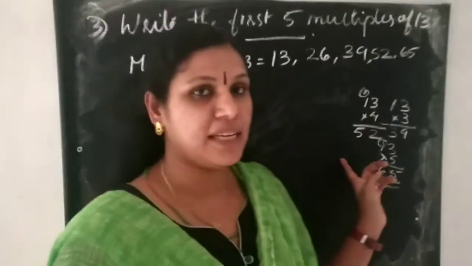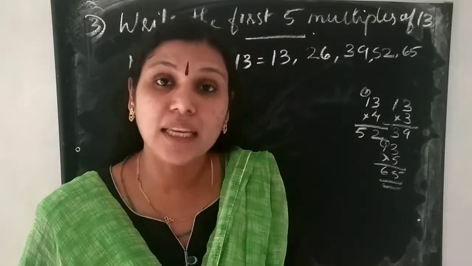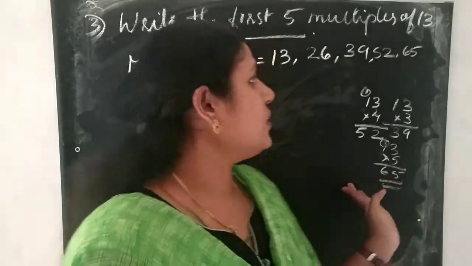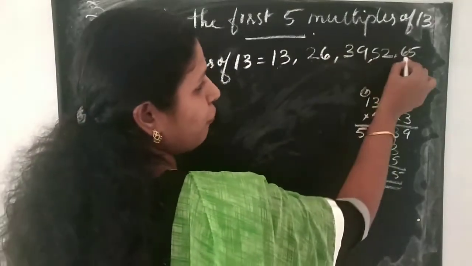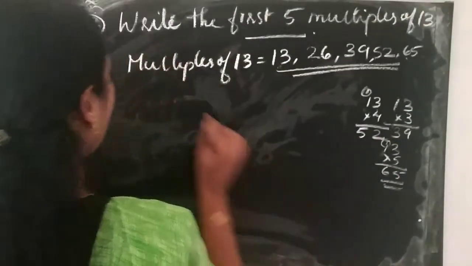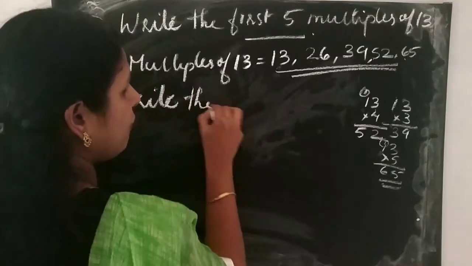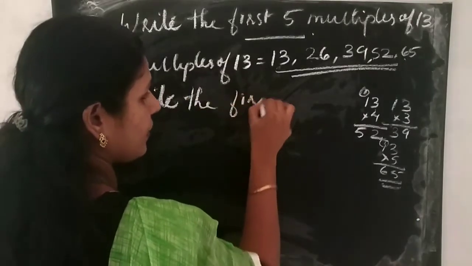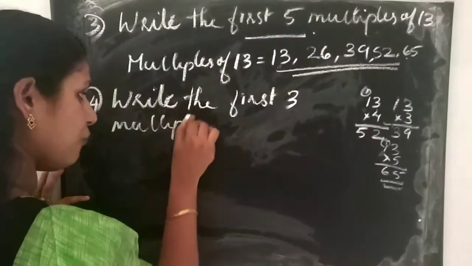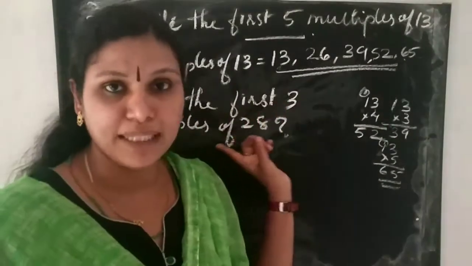If you study the multiplication tables up to 20, then only you can get the answer very quickly. Otherwise you have to multiply in the working column. So we get 1, 2, 3, 4, 5. The first 5 multiples of 13 are here. And the fourth question is, write the first 3 multiples of 28. Write the first 3 multiples of 28.